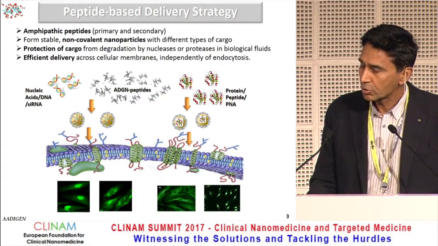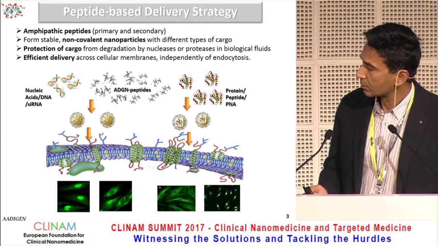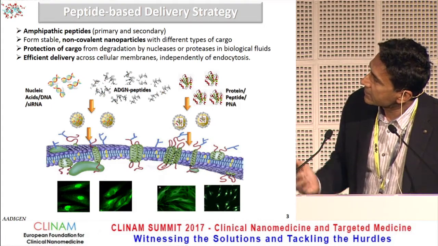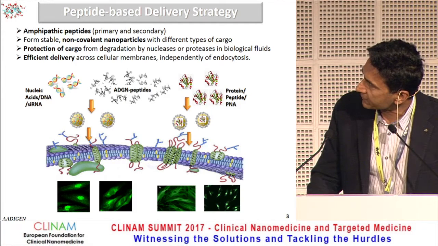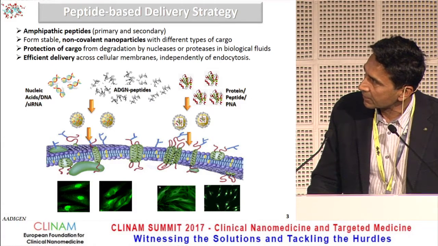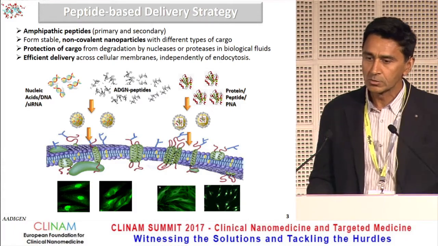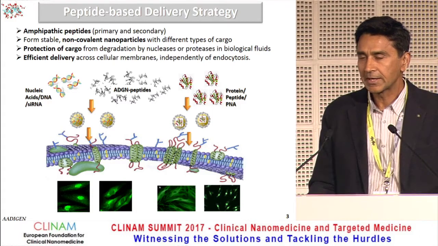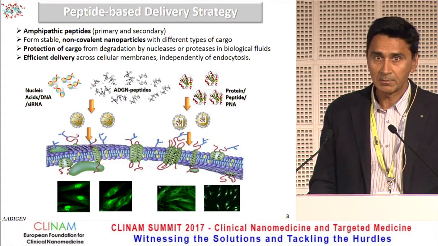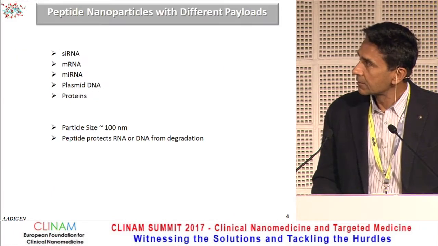And this is a cartoon to show what happens and how it gets through. On the right, you can see examples of complexation with the protein or peptide to form nanoparticles. On the left are examples of complexation of the peptide with nucleic acid, DNA or siRNA, etc. And the way it gets through the membrane is not by endocytosis, but by translocation through the membrane. So this is an important advantage of this method.